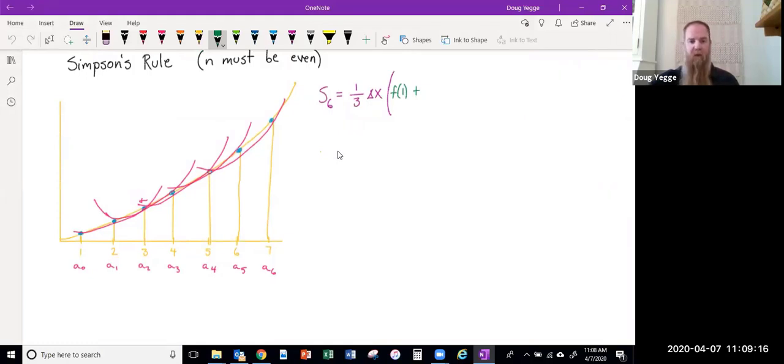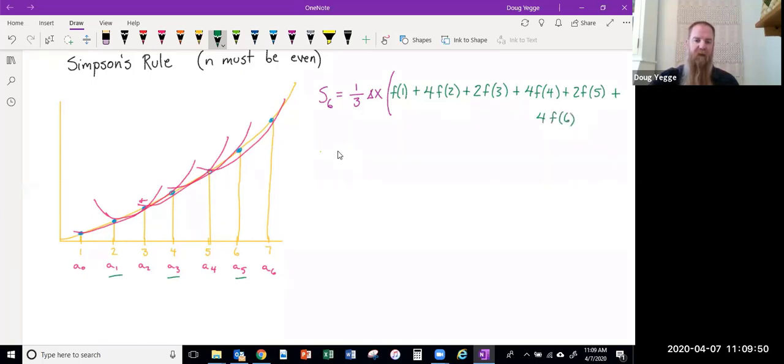So that means that each of these values of A1, A3, and A5 are going to have 4. So I'm going to have 4 f of 2. But then it's going to be 2 f of 3 plus 4 f of 4 plus 2 f of 5 plus 4 f of 6.